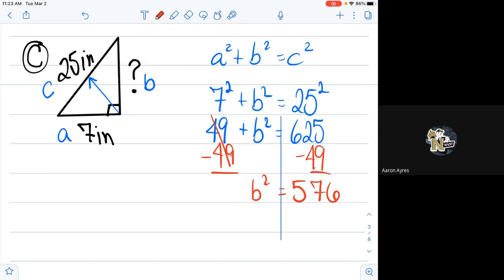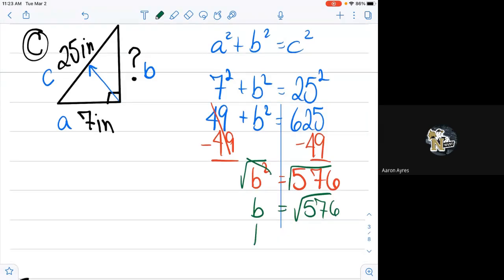Now you can take square roots because B squared is by itself. You couldn't do it before because B squared wasn't by itself. So you have to subtract 49 so then you can do your square root step. So then you take square roots; those cancel out. And you get B equals the square root of 576. And I believe that's a perfect square. It is 24. So it's 24 inches.